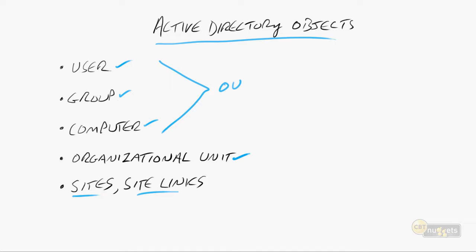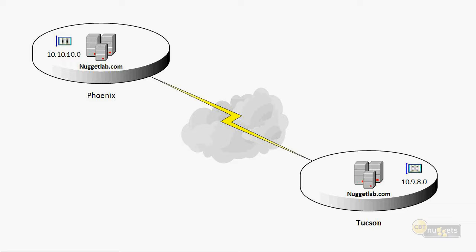If I go over here, we'll see that I've got a diagram relating to sites. So here, for example, we have a diagram that shows a single domain in two sites. Now, very often in the real world, especially in global organizations, you may have thousands of different sites and many, many domains in each site. But for simplicity's sake, here I've got my nuggetlab.com domain.